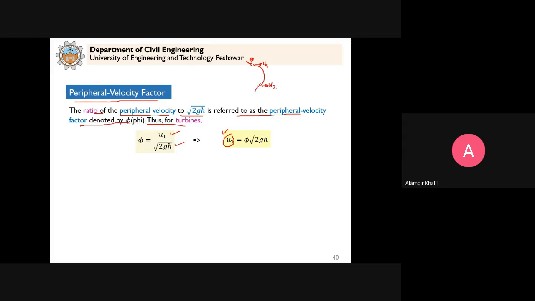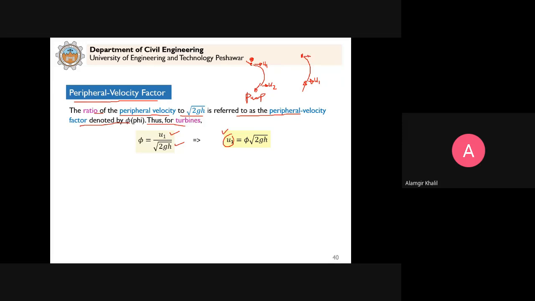And this is where the water exits. Clear? So for a pump, we consider U2. This is for the case of a pump, U2 here. But in case this is the center and this is the blade of the turbine, then the water enters here. This is the inlet. This is U1 in case of a turbine.